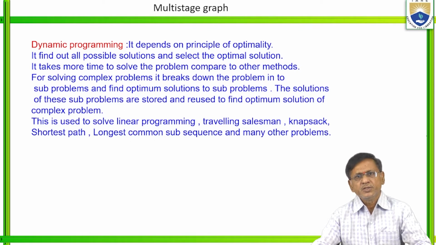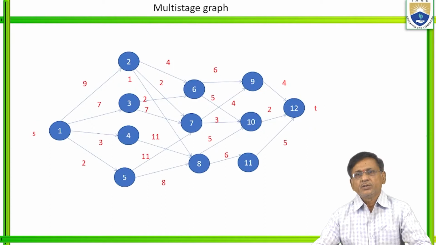Dynamic programming is used to solve linear programming, traveling salesman problem, knapsack problem, shortest path problems, longest common subsequence and many other problems. Now consider this problem example.